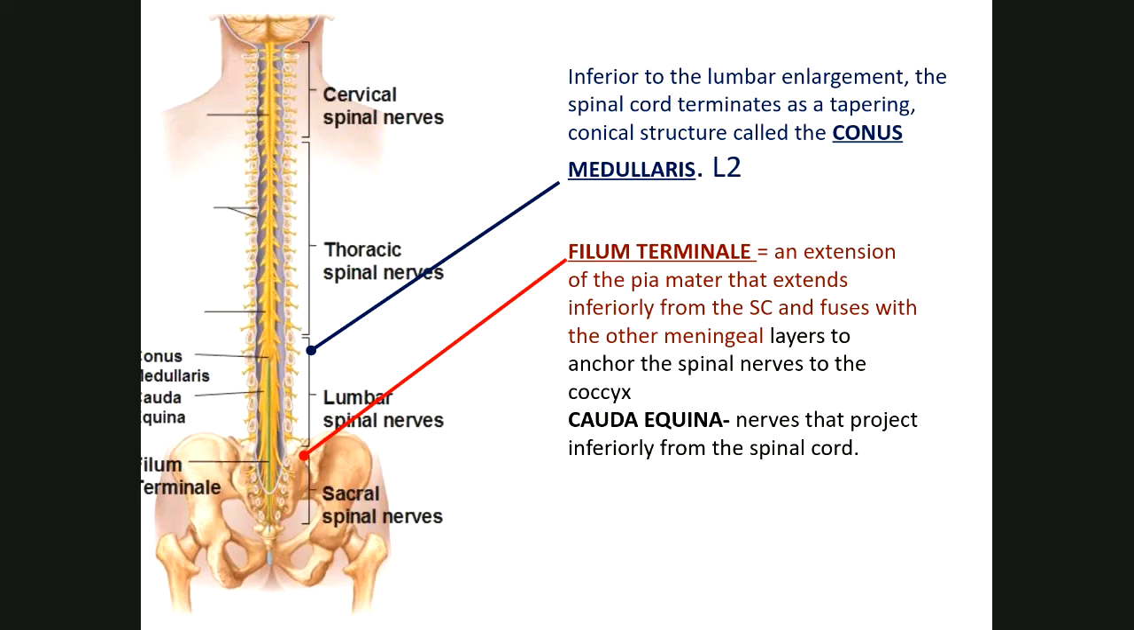So again, make sure you know these terms for an exam. The conus medullaris is where the spinal cord ends at the level between L1 and L2. So any procedure that involves the spinal cord is done below L2, not to injure the spinal cord. The cauda equina are the nerves that project inferiorly from the spinal cord and kind of look like a horsetail. That's why we call it the equina. And then the end here is the filum terminale, which is the extension of the pia mater, where all the meninges fuse and anchor the spinal nerves to the coccyx.